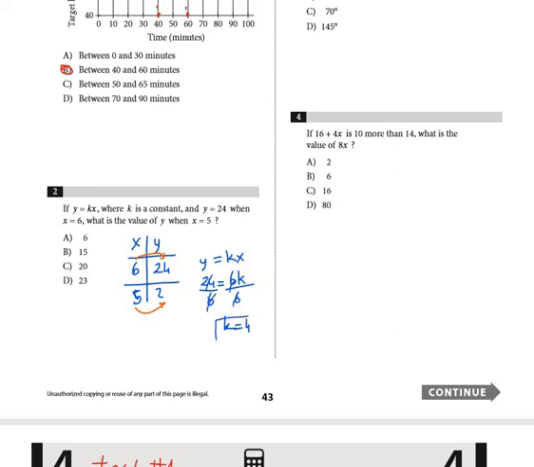So since we know now k is 4, we can apply it again. What's the value of y? We know k is 4 when x is 5. And 4 times 5 is 20. So the answer is 20. Or you can see the relation from the table.